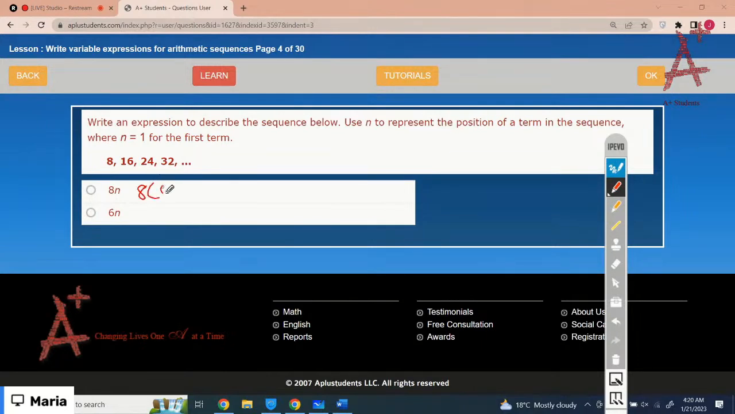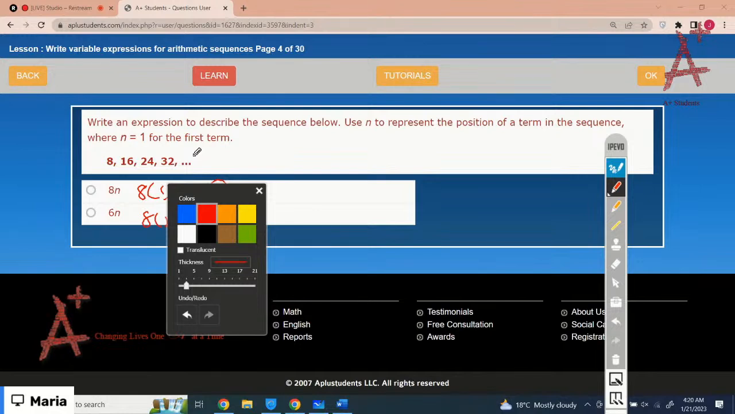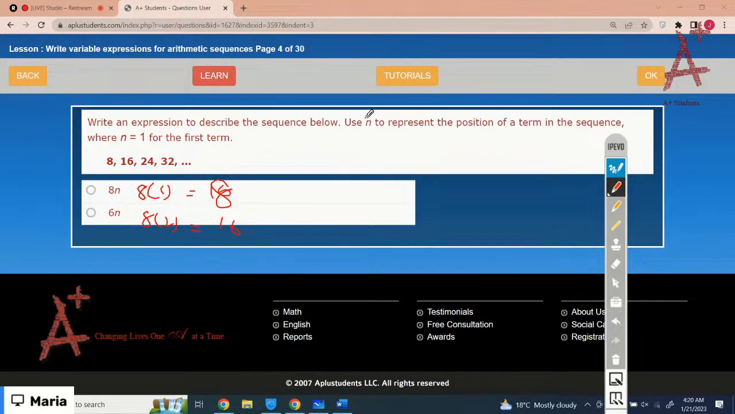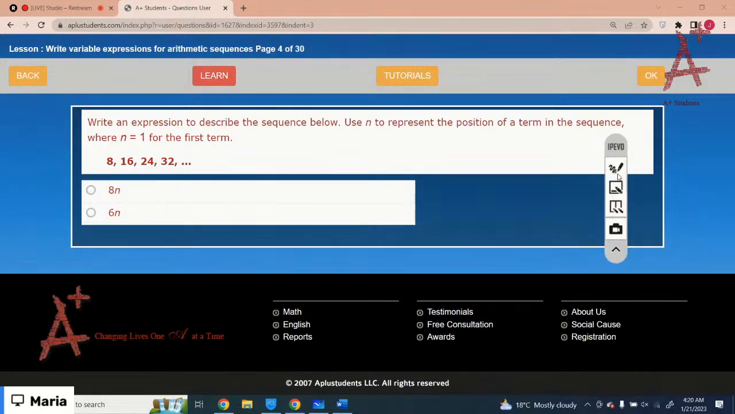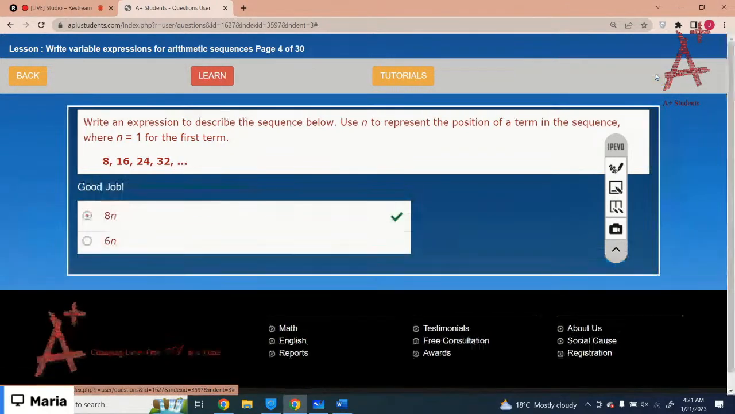8 times n, you have to do 8 times 1. 8 times 1 is 16. Got it? When n equals 2, you have to do 8 times 2. 8 times 2 is 16. Got it? So it is the first one. It is 8n. Just select the correct option, then click on the OK button.